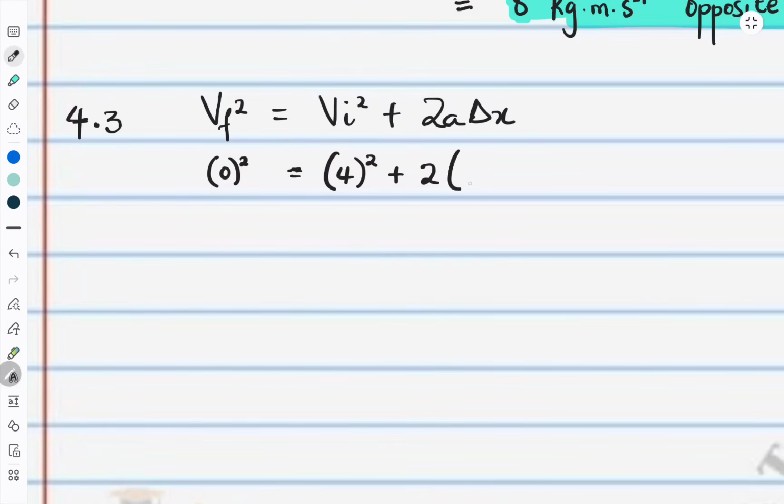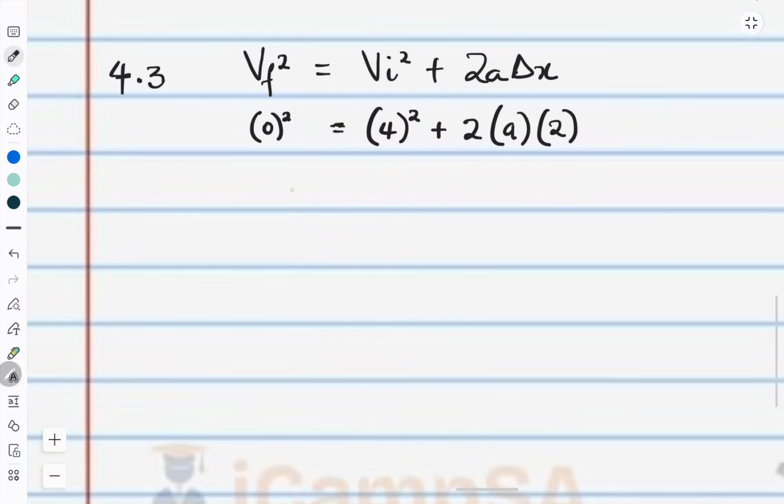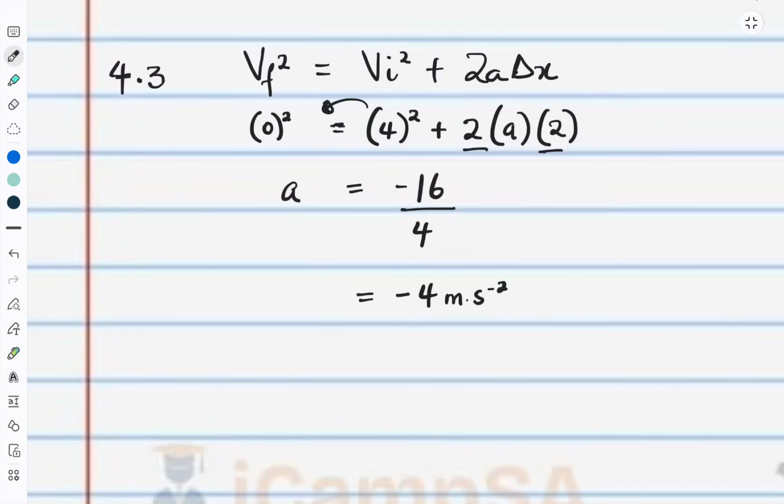Okay, we have 2 times A. We're already given delta X, which is 2 meters. From here, you can find A to be minus 16 over 4. Why is it minus? Because I'll transpose this to that side. Okay, then I'll divide both sides by this product, 2 by 2. I skip some of the maths because I believe you are capable. So this is just 4. I know my answer makes sense that it's negative because remember the block is slowing down. It's not speeding up, it's slowing down. So it has to have a minus here.